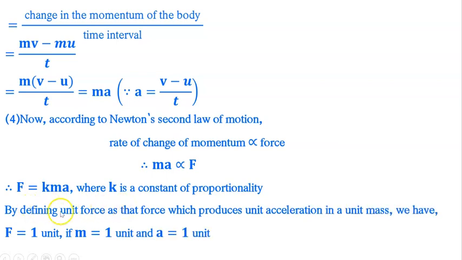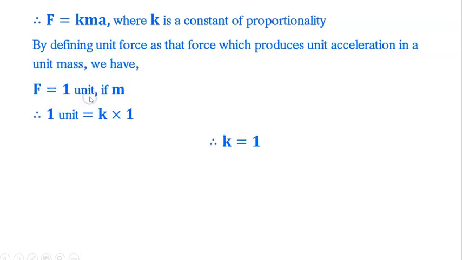By defining unit force as that force which produces unit acceleration in a unit mass. Unit force produces unit acceleration in a unit mass. We have F is equal to 1 unit, if m is equal to 1 unit and a is equal to 1 unit, and if we substitute these values in this equation, F is equal to k into m into a, then 1 unit is equal to k into 1 unit into 1 unit, and overall you will get here the value of k is equal to 1.